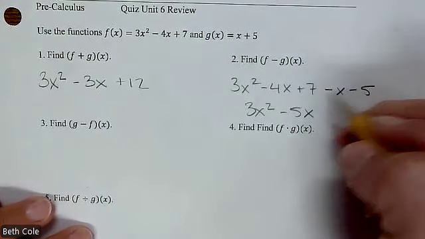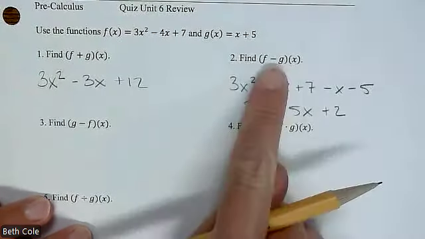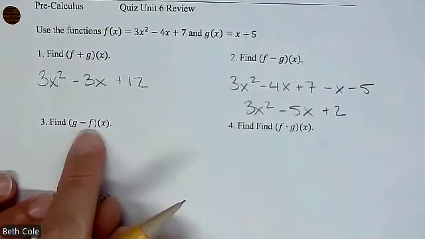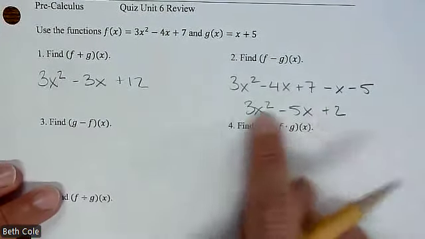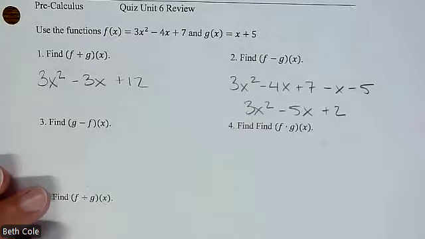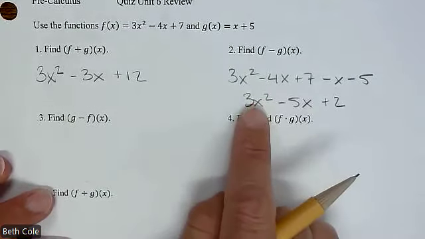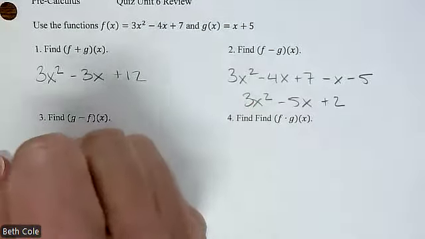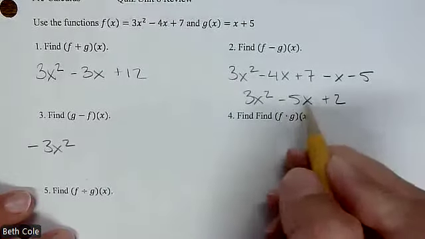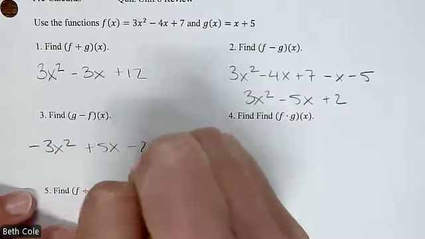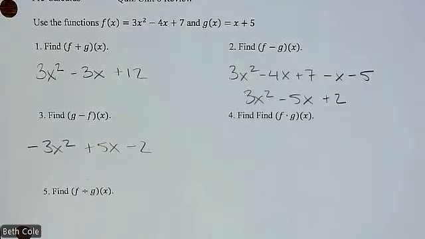All right, and then what? Yeah, plus 2. Cool. Now that was f minus g. When you go to do g minus f, you can take that answer and just negate the whole thing. It's just the opposite. So it'll be negative 3x squared. And then what? Yeah, plus 5x minus 2. So you're just negating each of the terms.